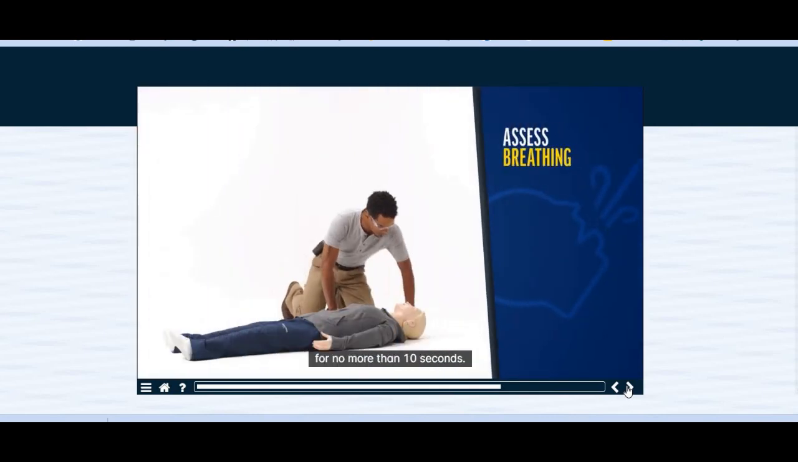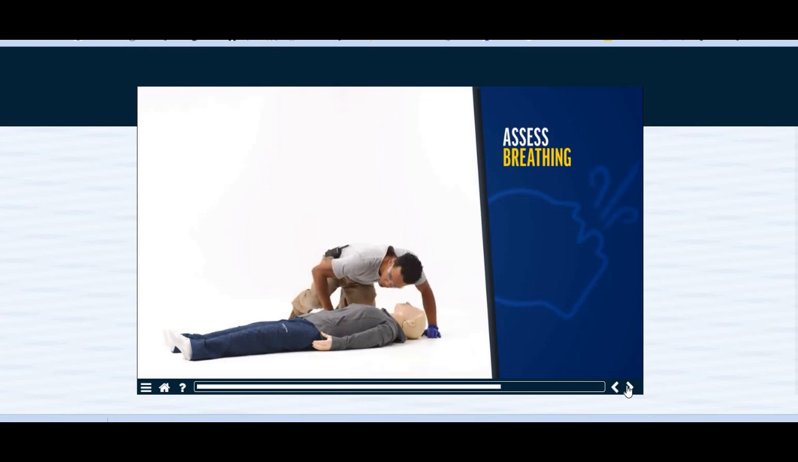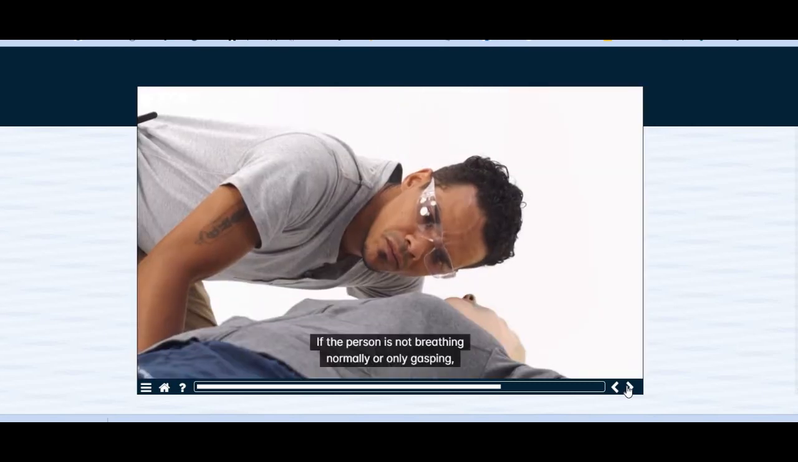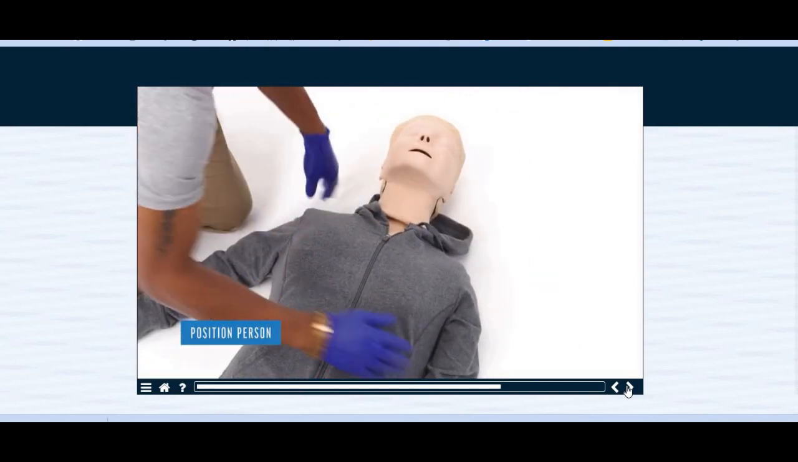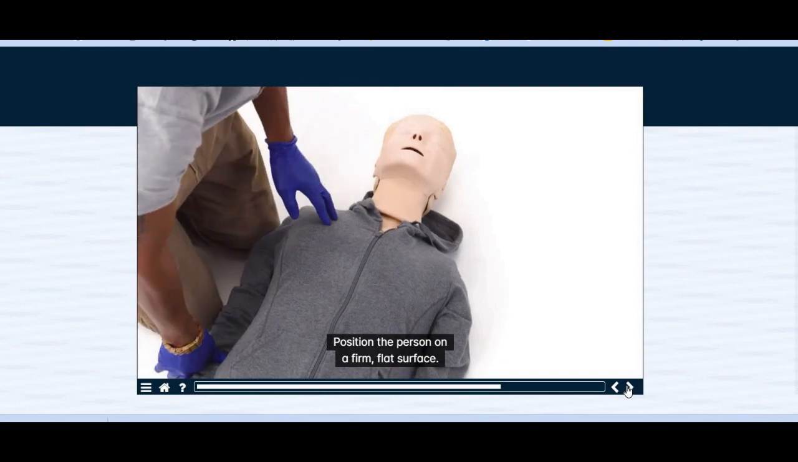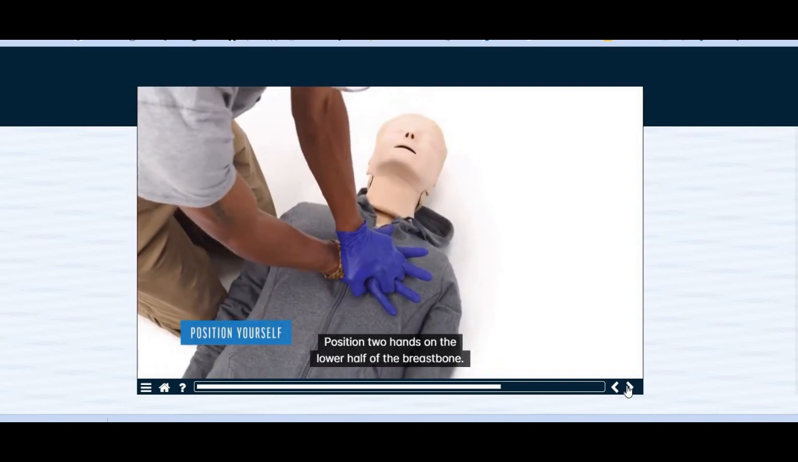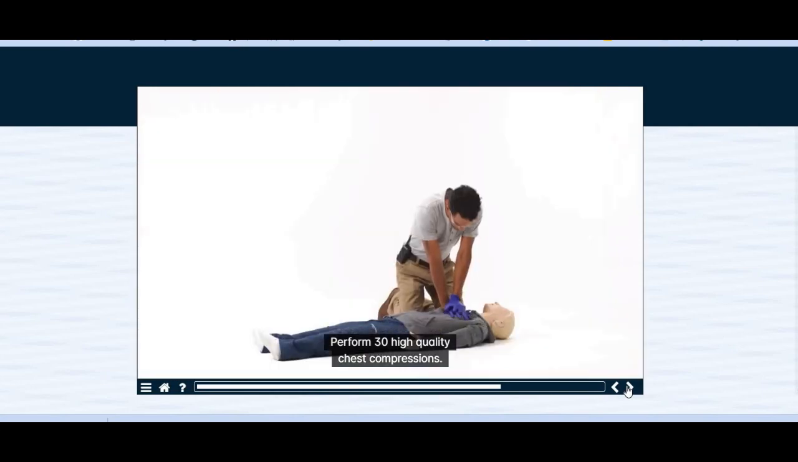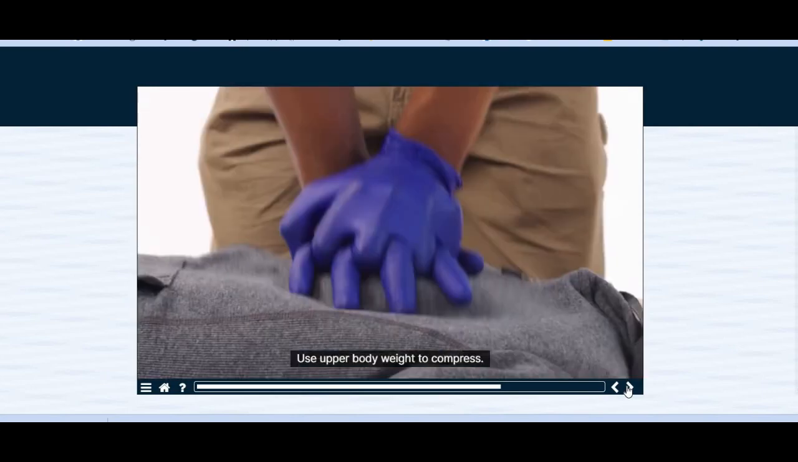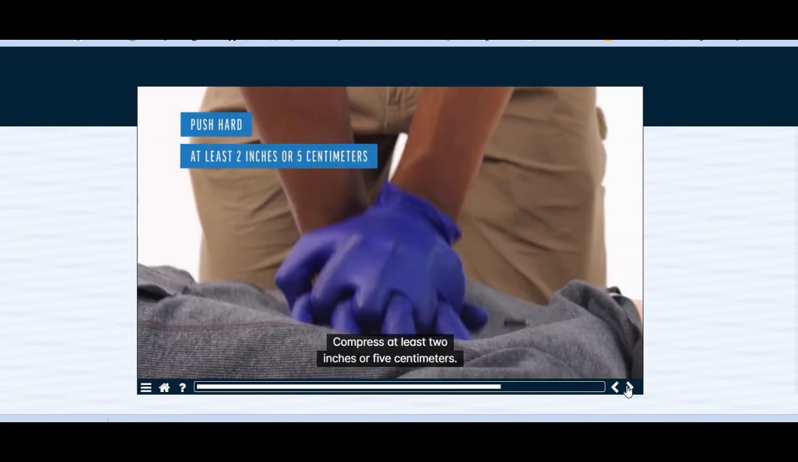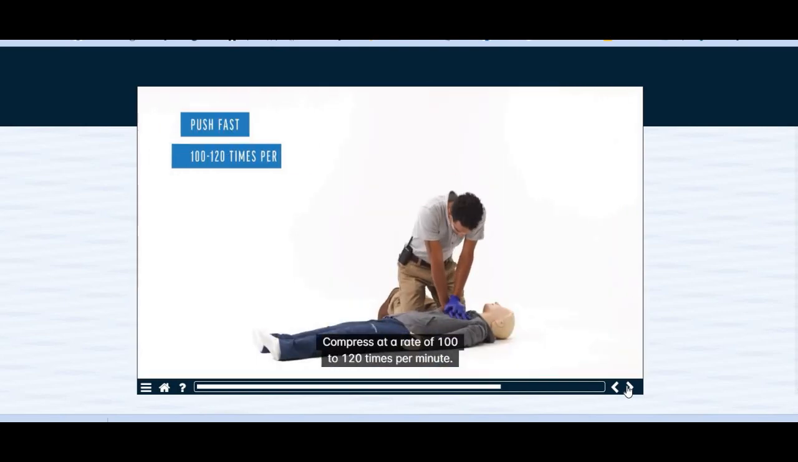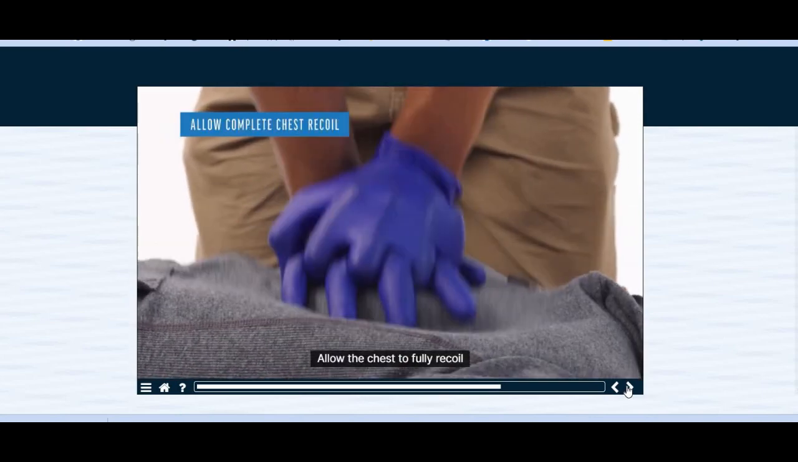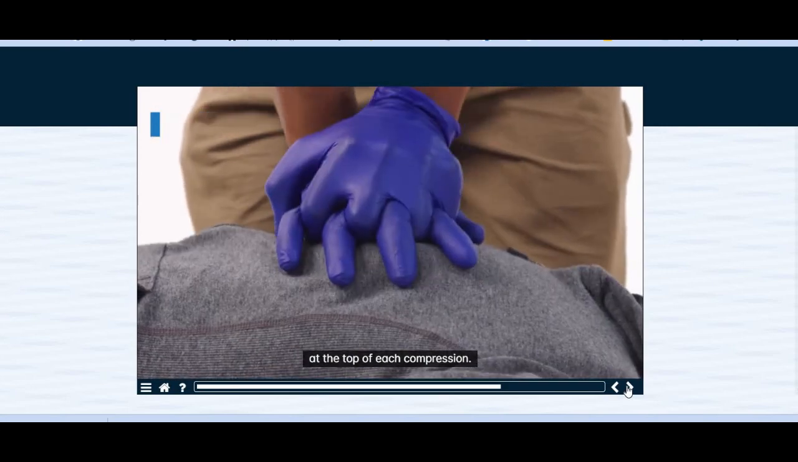Assess the person's breathing for no more than 10 seconds. If the person is not breathing normally or only gasping, start high-quality CPR. Position the person on a firm, flat surface. Position 2 hands on the lower half of the breastbone. Perform 30 high-quality chest compressions. Use upper body weight to compress. Compress at least 2 inches or 5 centimeters. Compress at a rate of 100 to 120 times per minute. Allow the chest to fully recoil at the top of each compression.